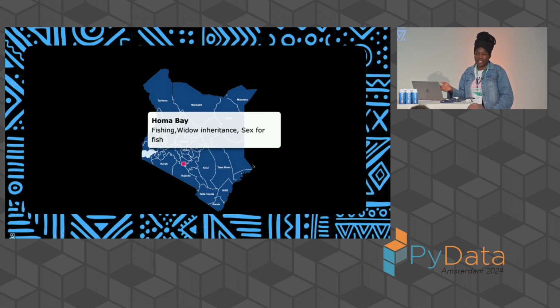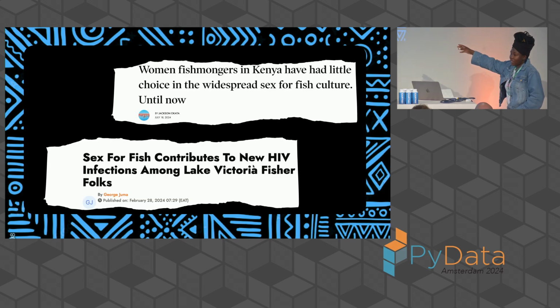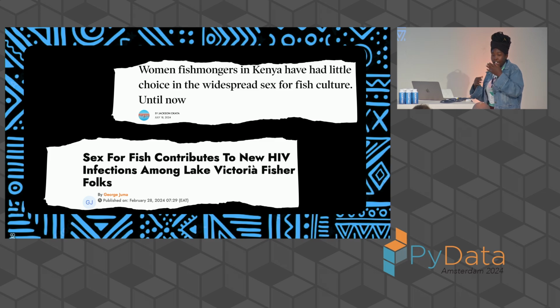And you might ask, why do you even want to know such things? You want to know because when you wake up in the morning and you see such things in the news, still in 2024, prevalence of HIV because of sex for fish, it has a correlation. So you would want to know, why do they do it? Is there a way we can come in and mitigate things like this?